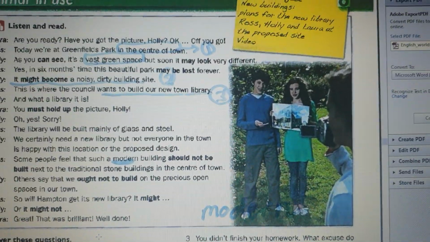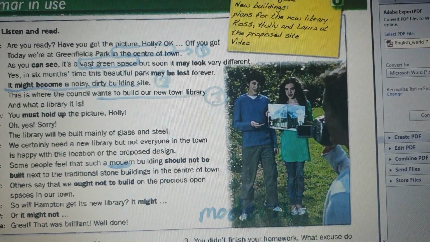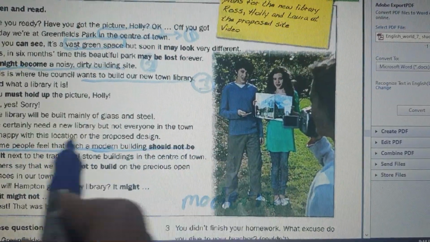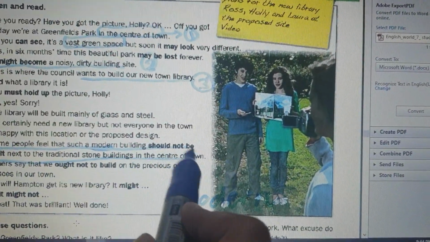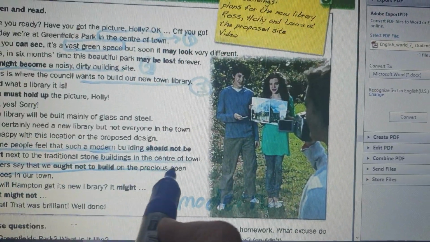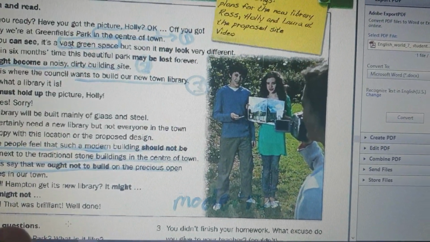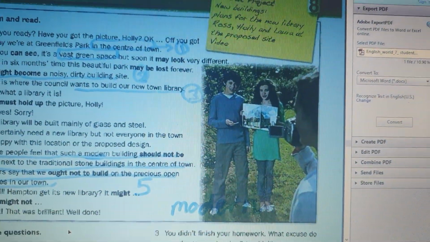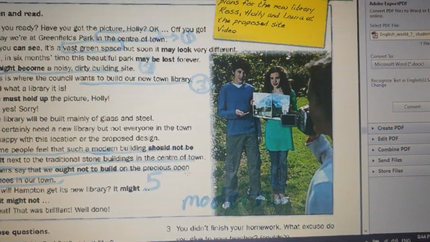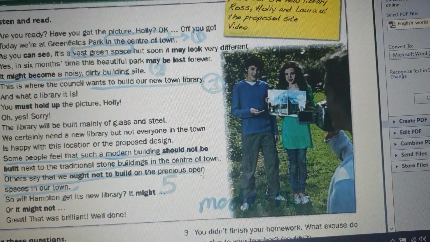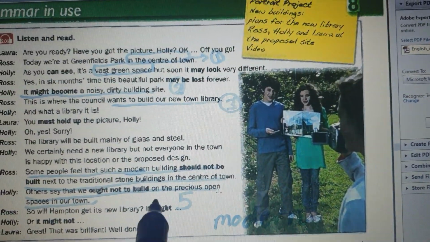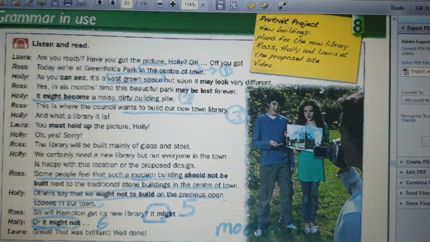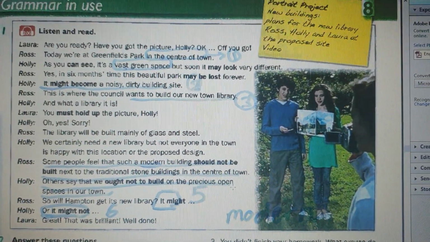And question number 5, is everyone happy with the design? No, because some people feel such a modern design should not be next to the traditional center of town, and others say the precious open spaces in the town. This is for question number 5. Sorry for that. And question number 6, will Hampton get its new library? It may not. This is for question number 6. Underline it, please.